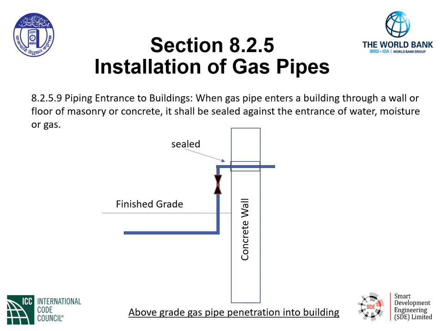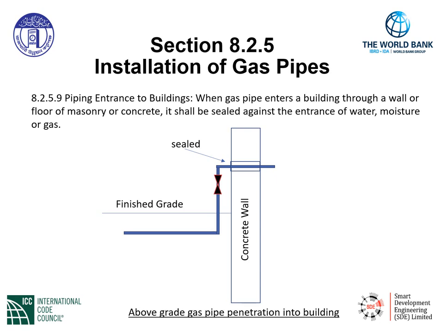Section 8.2.5.9, piping entrance to buildings. When gas pipe enters a building through a wall or floor or masonry or concrete, it shall be sealed against the entrance of water, moisture, or gas.